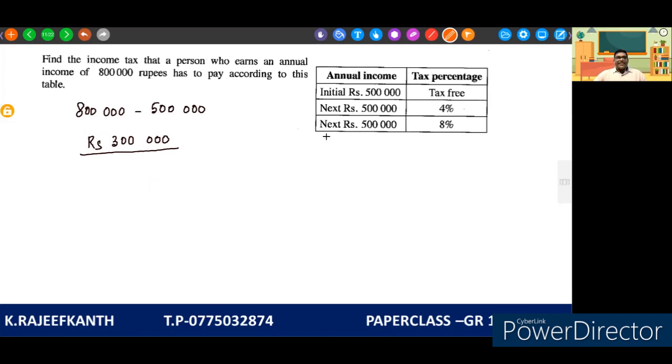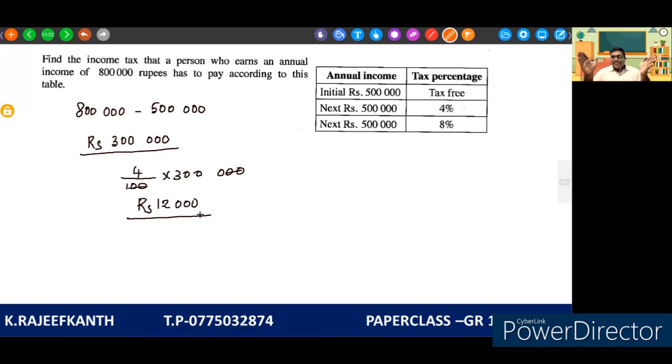Here they have given the percentage, 4%. The 4% means we have to pay 4 rupees for 100 rupees, right? Here they have given 300,000, so you have to find the tax. We can divide by 100, then 3,000 times 4. Then 4 times 3,000 is equal to 12,000. So the tax is equal to 12,000. This is the income tax.